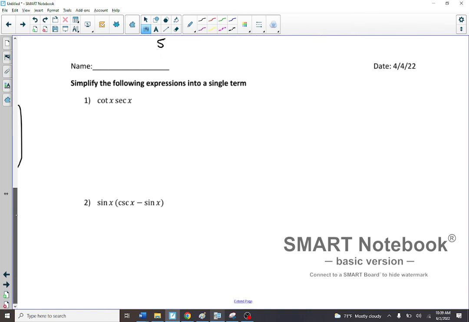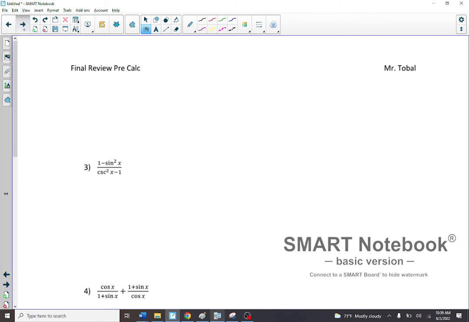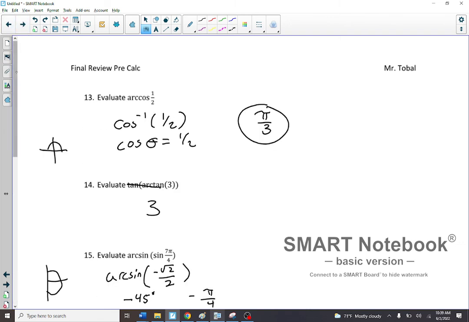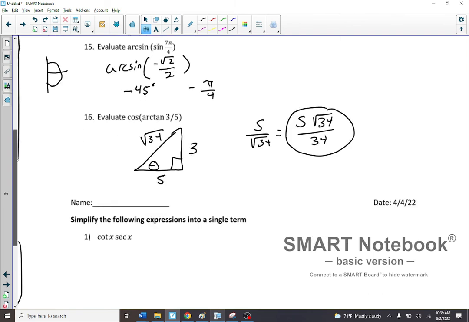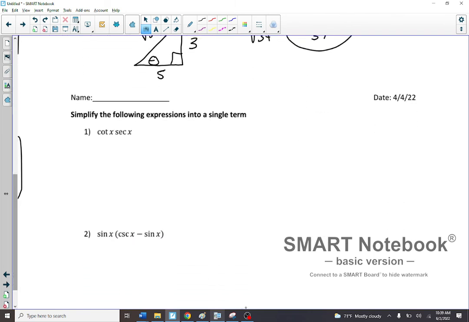Okay, simplify the following expression into a single term. Let's see how much time I got. I'm going to stop here because I want to take care of other things. So I'll be back working on this later.